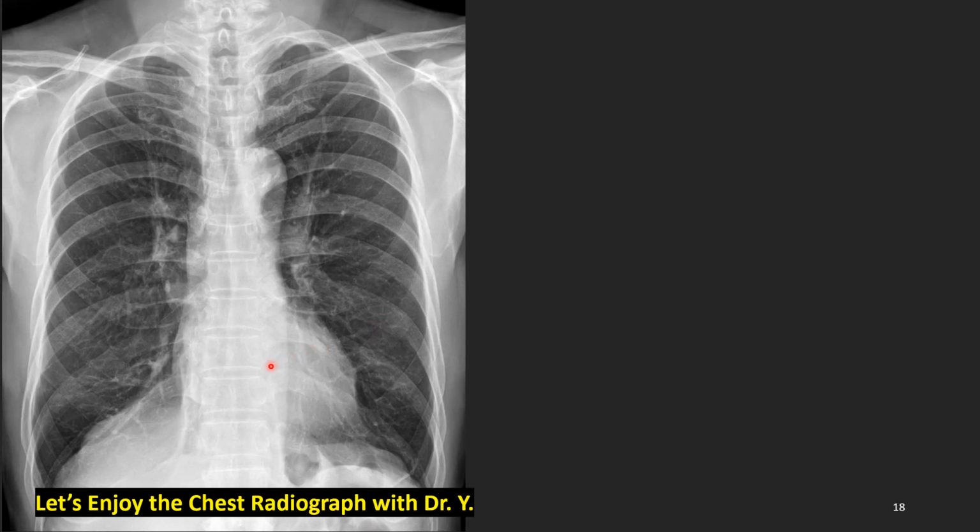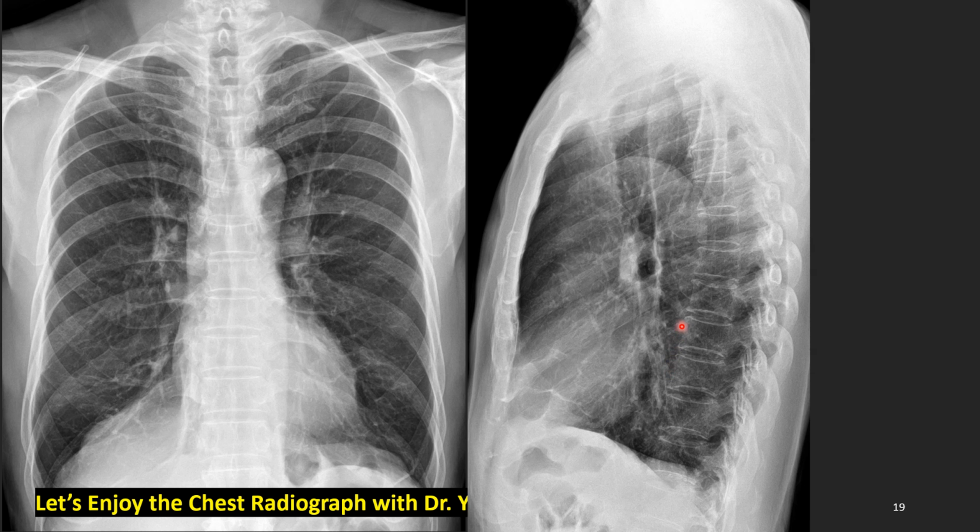Then this must be right lower lobe collapse. What do we see? Increased opacity here, behind the right heart, and a clear right heart border. Indistinct, small right hilum probably shifted here, and hyperinflation here. So this is right lower lobe collapse.